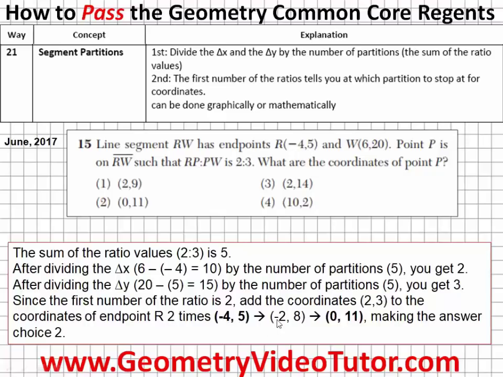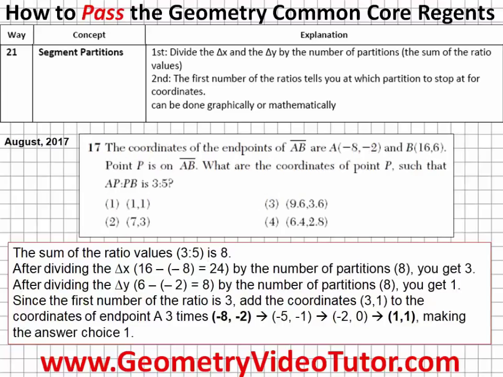So add 2 to the x, add 3 to the y, that's once. And then we're going to add 2 to the x and add 3 to the y, and that's twice, and that's where you stop, because the first number tells you how many times you need to do that. And that puts our answer at choice 2. And that's it. That's how you do segment partition.